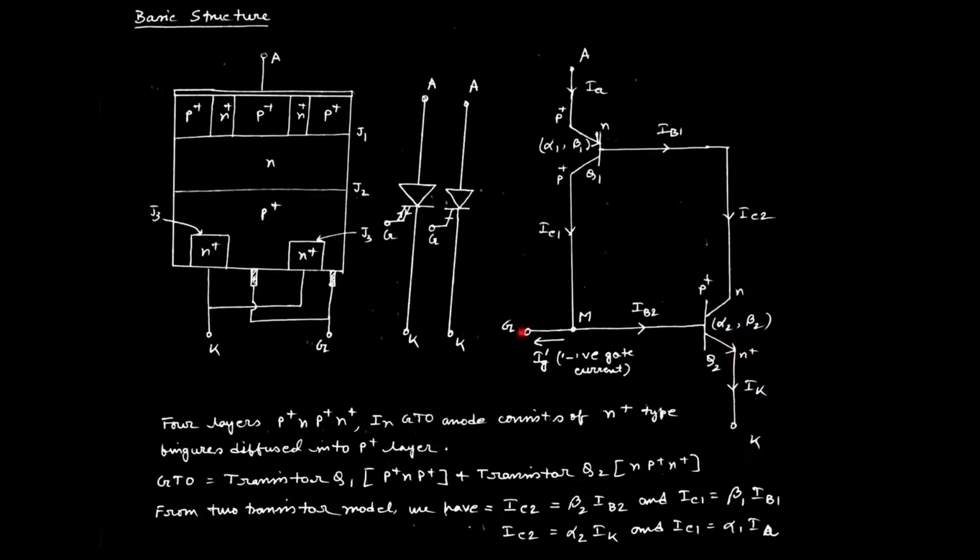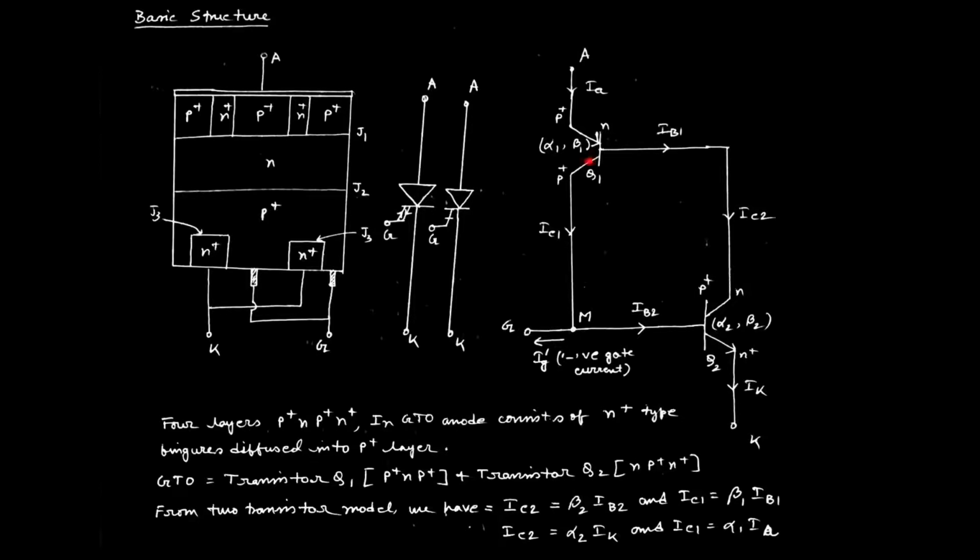As well as, we have applied the negative gate signal over here, that is why the direction of the gate current is from the device to the gate, that is I dash G. That is why, for symbolic representation, it can be defined by the bidirectional gate like this. Okay, so this is the symbol of GTO, and the gate is bidirectional, not similar to thyristor.